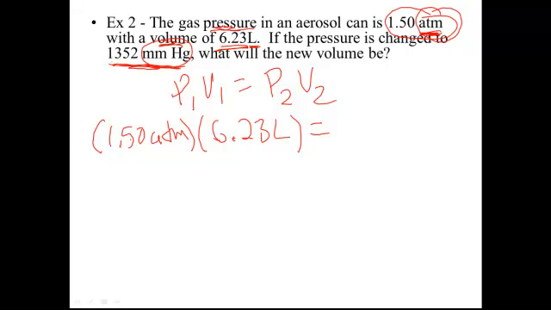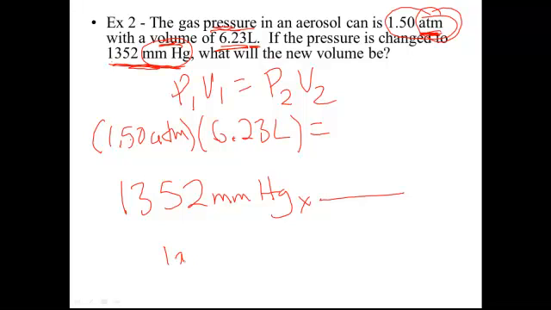And so before I even continue, I'm going to stop right where I'm at, and I'm going to do what I learned how to do yesterday. I'm going to take 1,352 millimeters of mercury, and I'm going to convert that to atmospheres. And I need to remember those relationships. I know that my relationship is 1 atmosphere equals 760 millimeters of mercury.